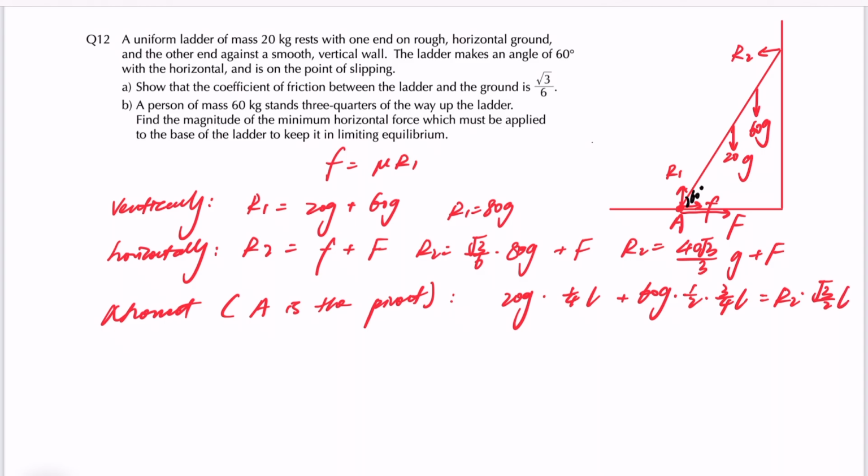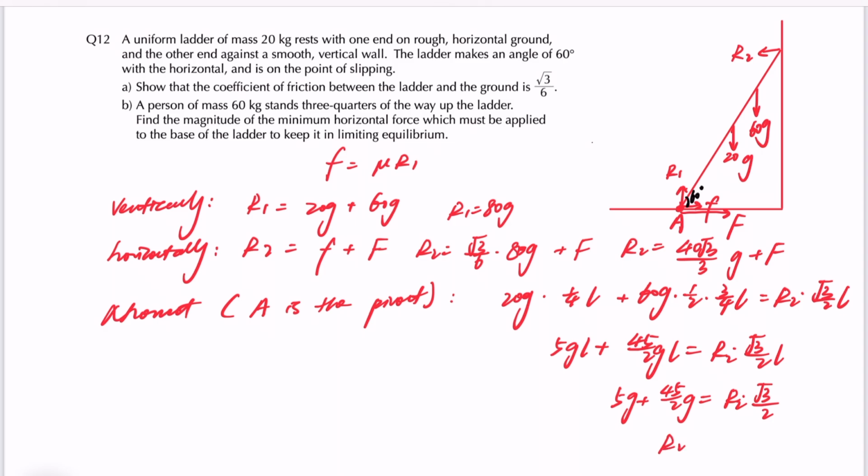Let's simplify it further. 5GL plus 45 over 2 GL equals R2 times square root 3 over 2L. We can cancel out L for each of the terms. 5G plus 45 over 2G equals R2 times square root 3 over 2. If we do a rearrangement, R2 equals 55 square root 3 over 3.